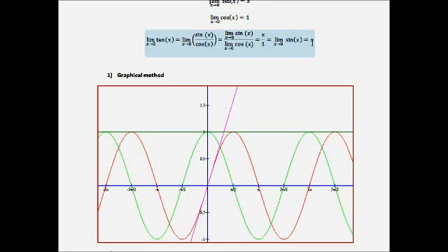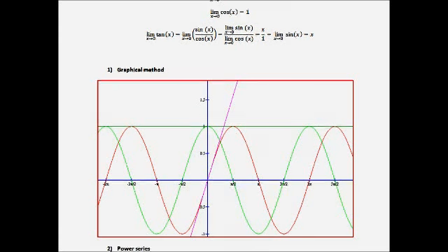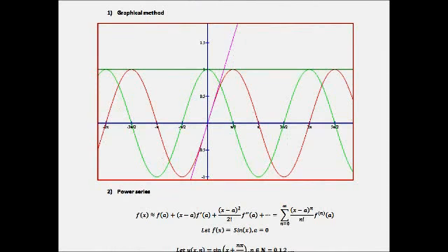So obviously the answer is x, and you notice that the limit as x tends to 0 of tan x is actually the same as the limit of x tends to 0 of sine x. So again, that's fairly useful to know. Anyway, I'm going to start off deriving the first equation now using a graphical method.